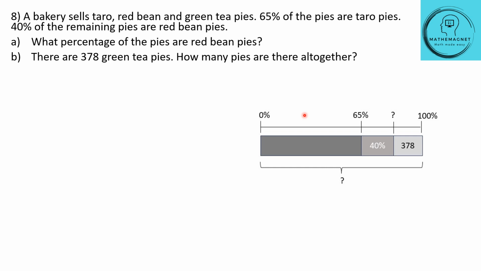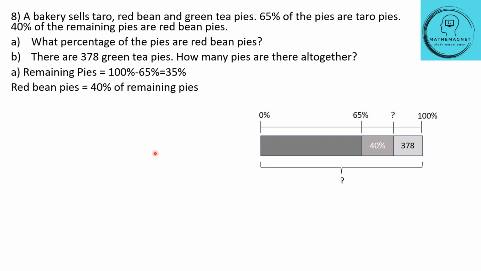Now what percentage of the pies are red bean pies? Now they want to know, this 40% is of the remaining, but of 100% how much is this red bean pie. Let us see how we can go about. So remaining pies will be 100% minus 65%, which is 35%. So basically it is 40% of 35%. So red bean pie is 40% of the remaining pie, which is 40% of 35%. So it will be 40 by 100 into 35 by 100, which is equal to 7 by 50.